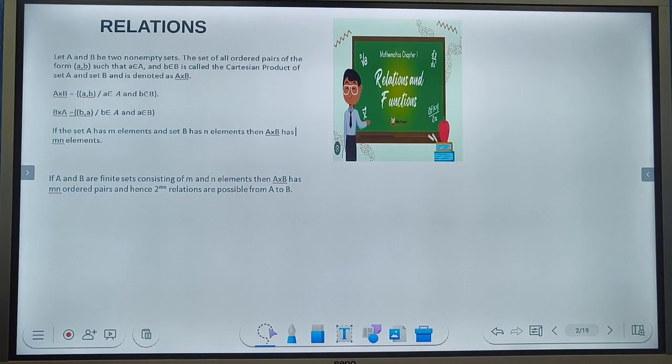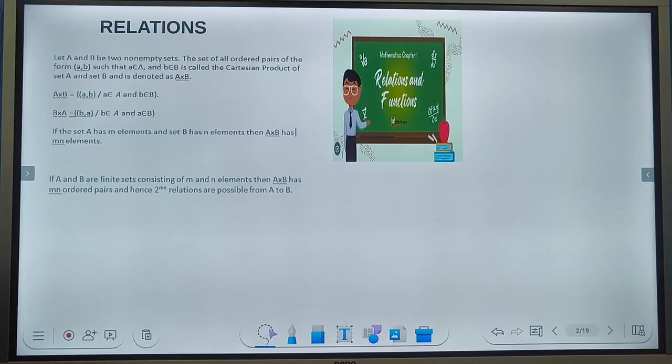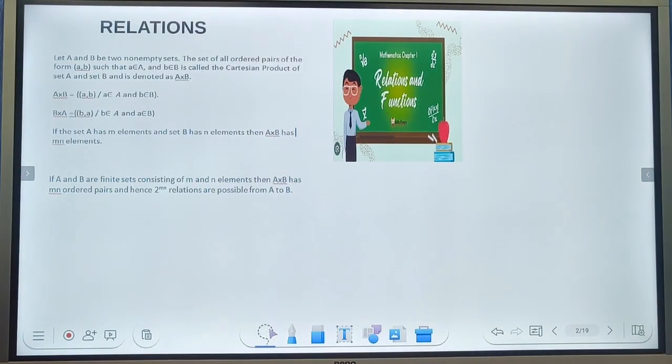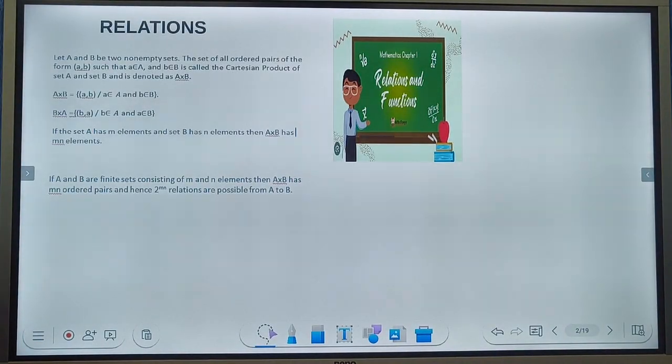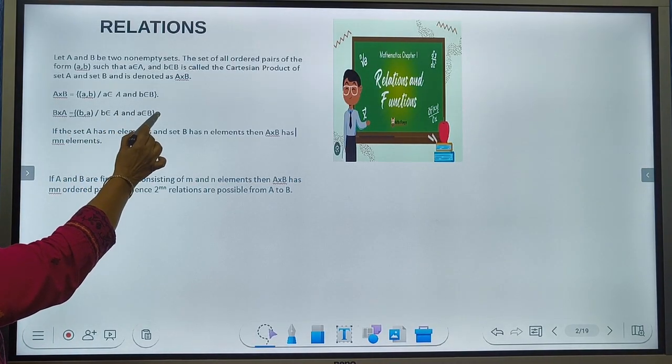Let A and B be two non-empty sets. Then the set of all ordered pairs of the form (a, b), where a comes from capital A and b comes from capital B, is called the Cartesian product of the sets A and B and is denoted as A cross B. So A cross B can be written as the set of all (a, b), where a comes from capital A and b comes from capital B.